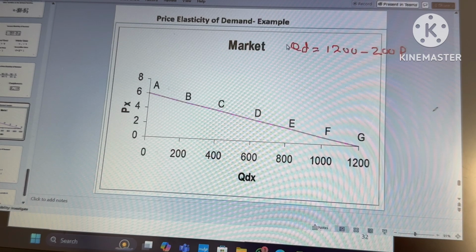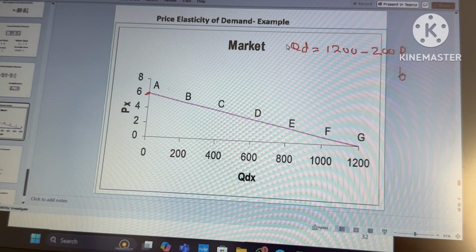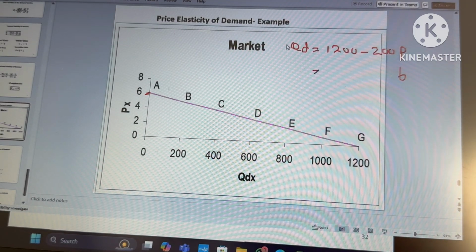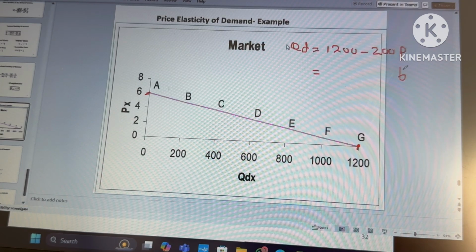To check whether this is right or wrong, you just substitute a couple of prices. If the price is 6, according to this curve, what is the quantity demand? 0. See whether we are getting the same answer from this equation as well. If you plug in 6 instead of P, what is QD? 0.